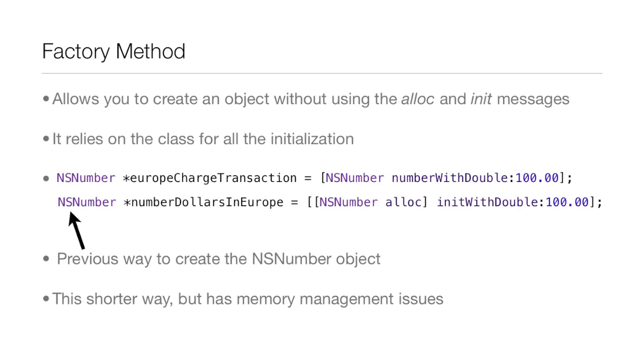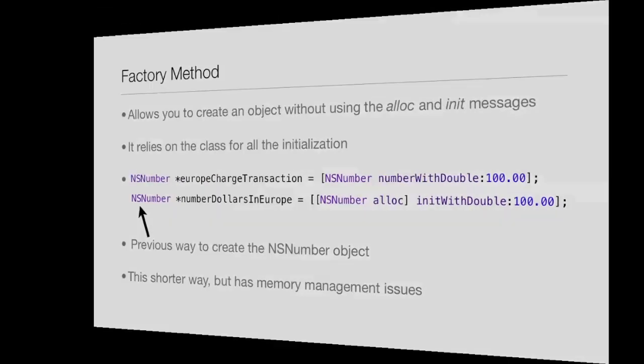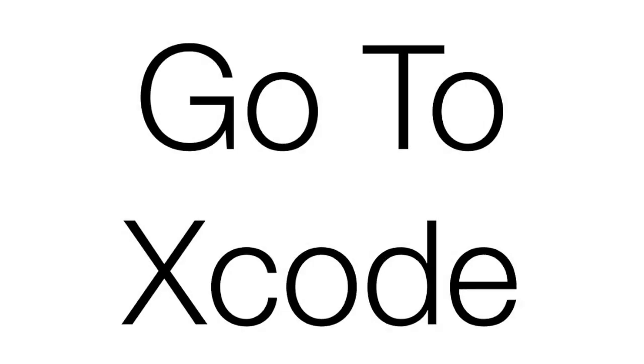Now, this is a shorter way, but it also has some memory management issues. And I know we haven't talked about memory management at all, I don't think. But we'll be getting into that in future lessons way down the road. But, yeah, it has some issues as far as memory management. So we're just going to be using the first way that we learned how to create this NSNumber object using the alloc and initWithDouble, initWithInt, initWithFloat, those messages. Now we're going to go ahead and jump into Xcode and convert some of the variables into an NSNumber object.